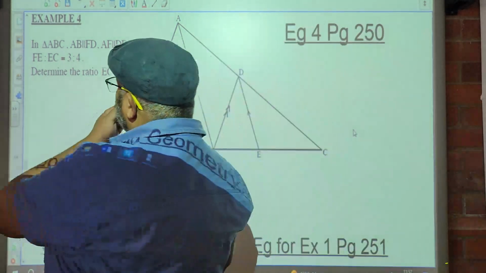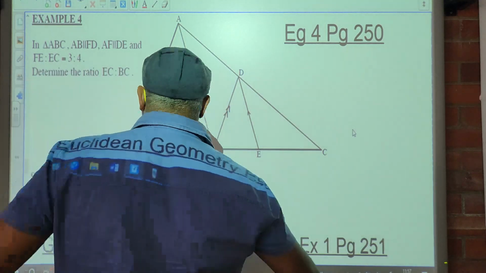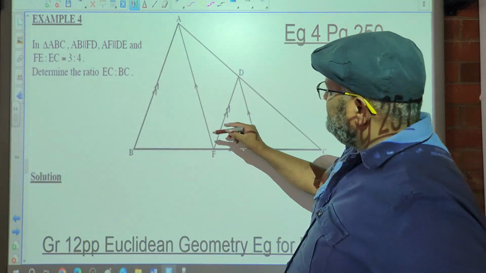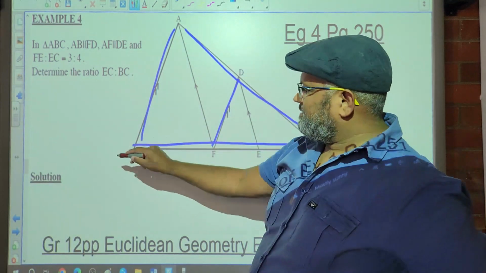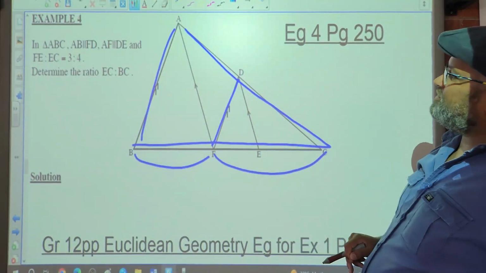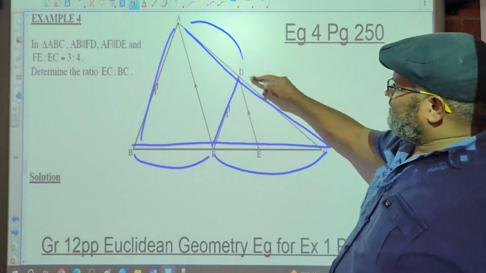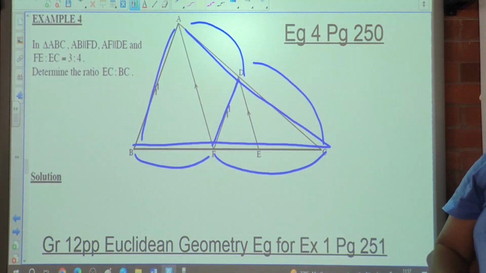Right, so here we are told that in triangle ABC, BA is parallel to FD. So if these lines are parallel, what do we know? We know that BF over FC is equal to AD over DC, and all these variations. Okay?